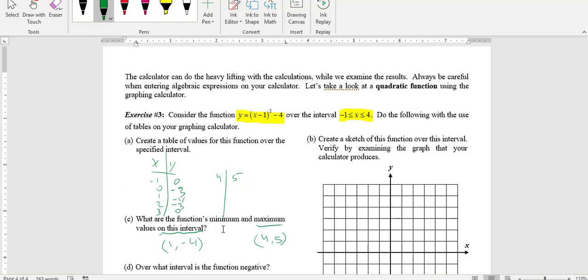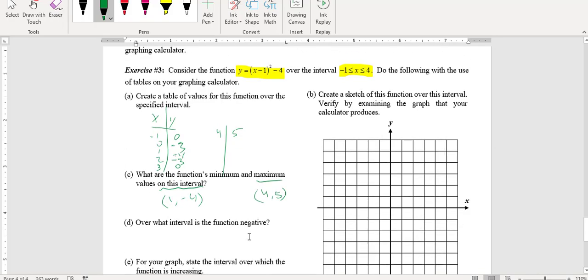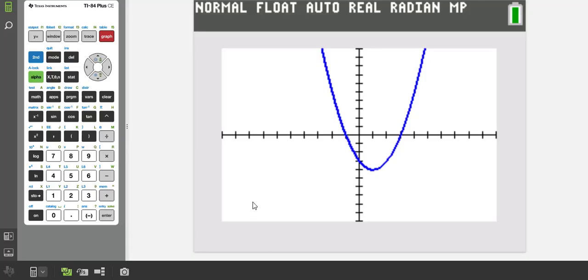Over what interval is the function negative? Well, if we really think about where is the function negative? Okay, here, is it positive or negative? Is it above the x-axis or below? If you're saying positive, you're right. Here it's negative, still negative, still negative. Even though the function's increasing, it's below the x-axis, so the values are negative. And then here it's positive again.